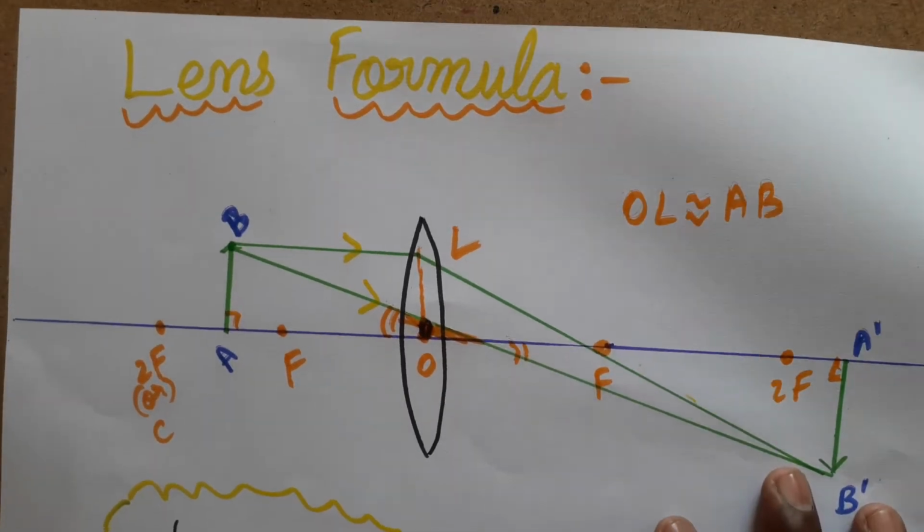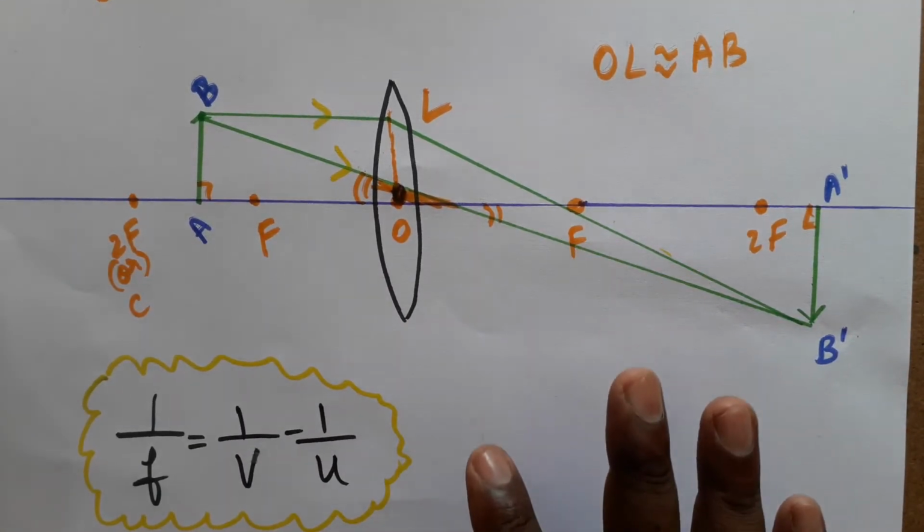Friends, today we are going to see the lens formula, 1/f = 1/v - 1/u. Today we are going to prove it.